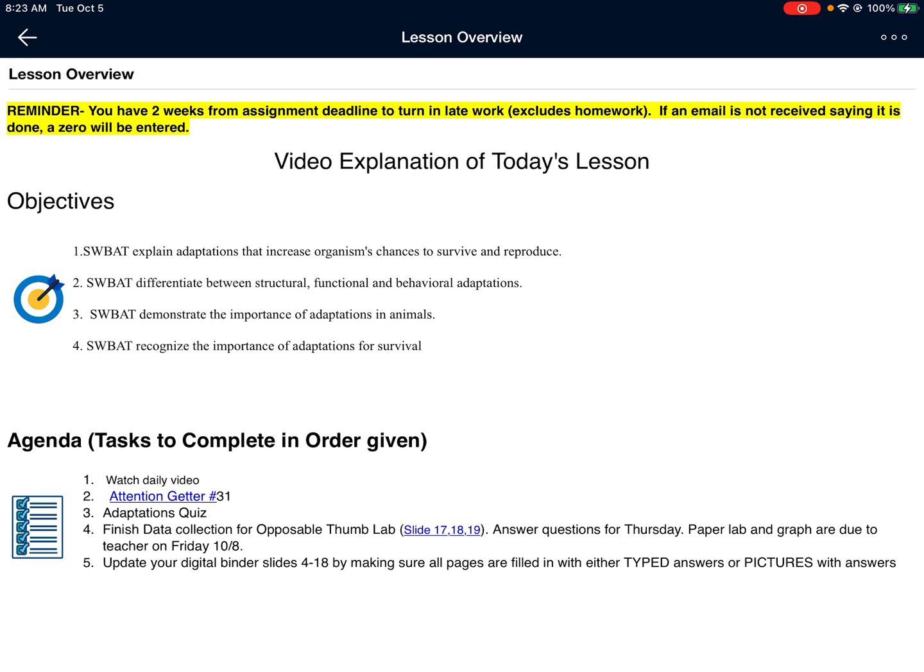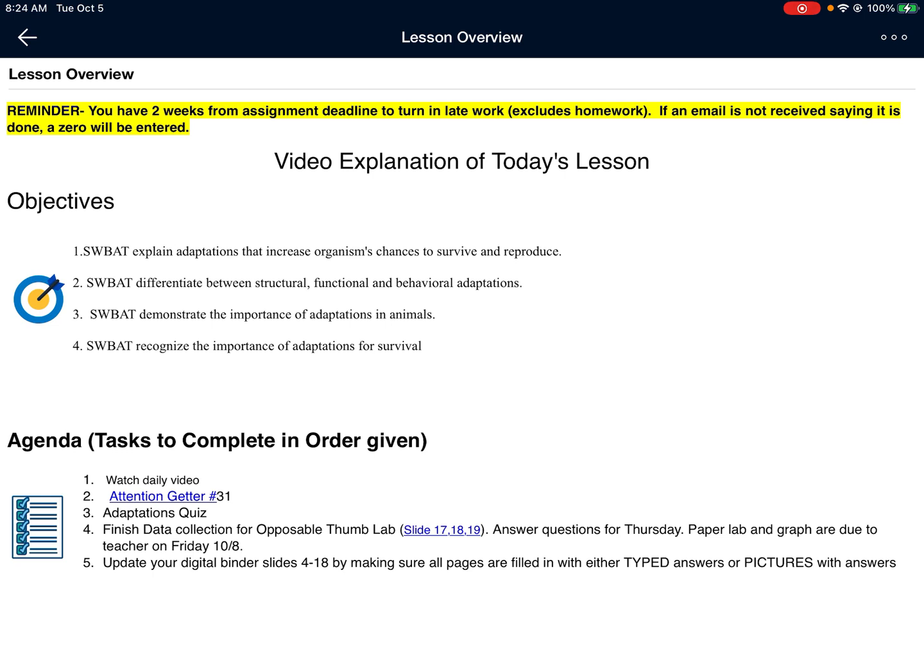After the quiz, you guys are going to finish your data collection for the Opposable Thumb Lab, slides 17, 18, and 19. Remember, you are doing the paper copy. Once you have your data collected, you want to answer the questions, and that is due Thursday. Your paper lab and graph are due to me on Friday. In class on Thursday, we're going to be doing the bar graph together, so make sure you have those questions done. The only thing you have to do for homework is the bar graph.